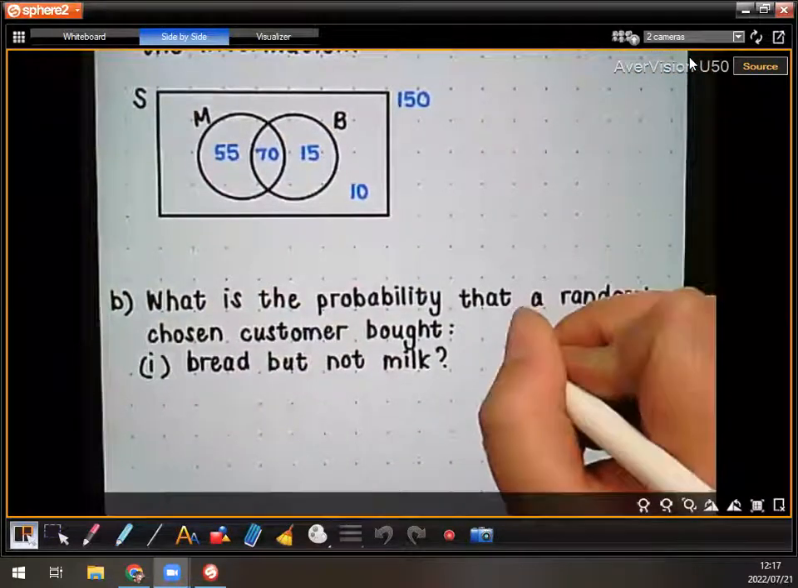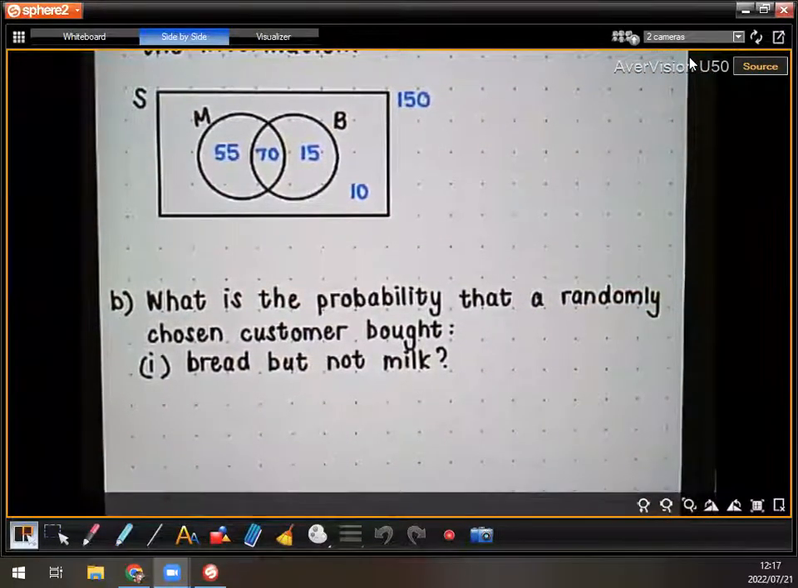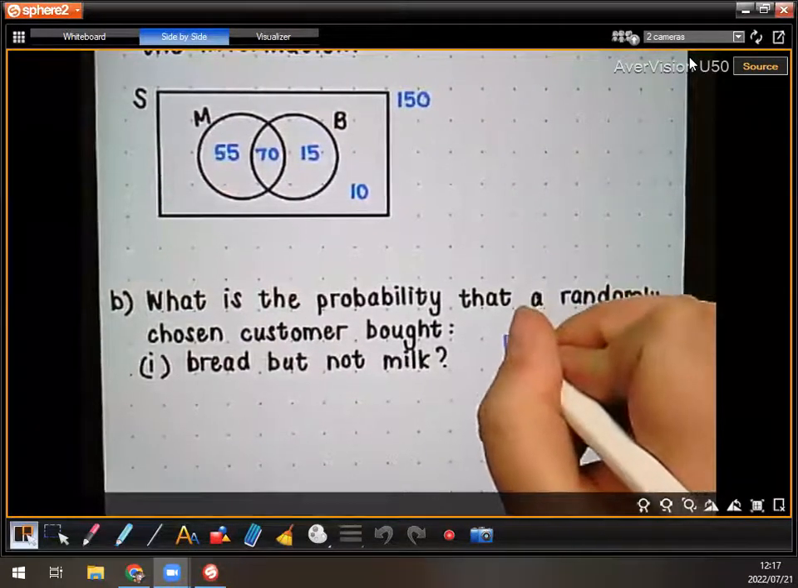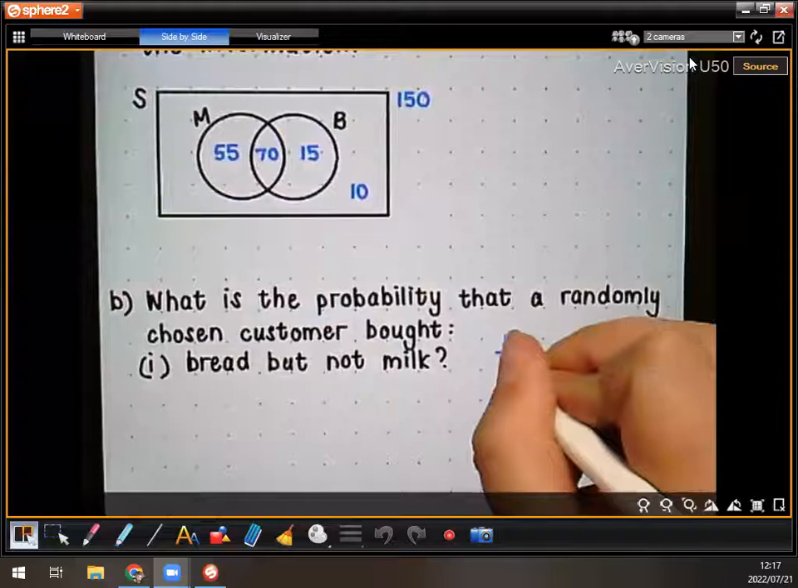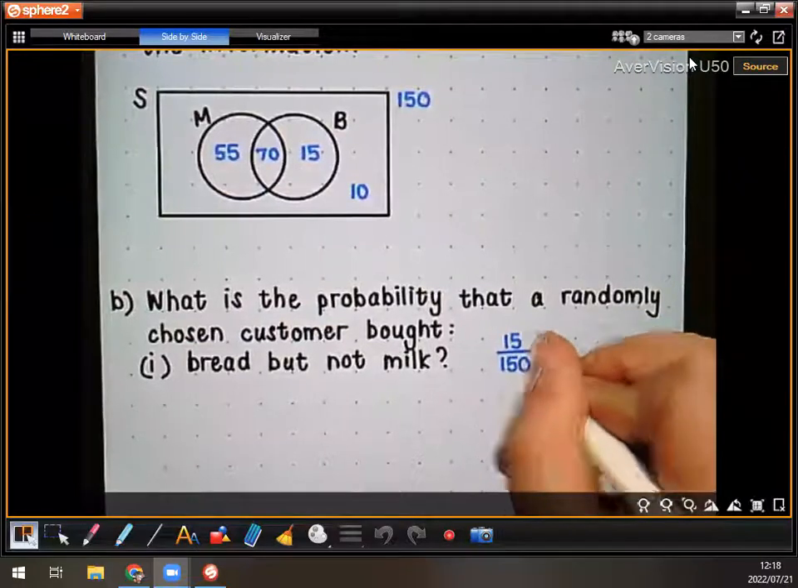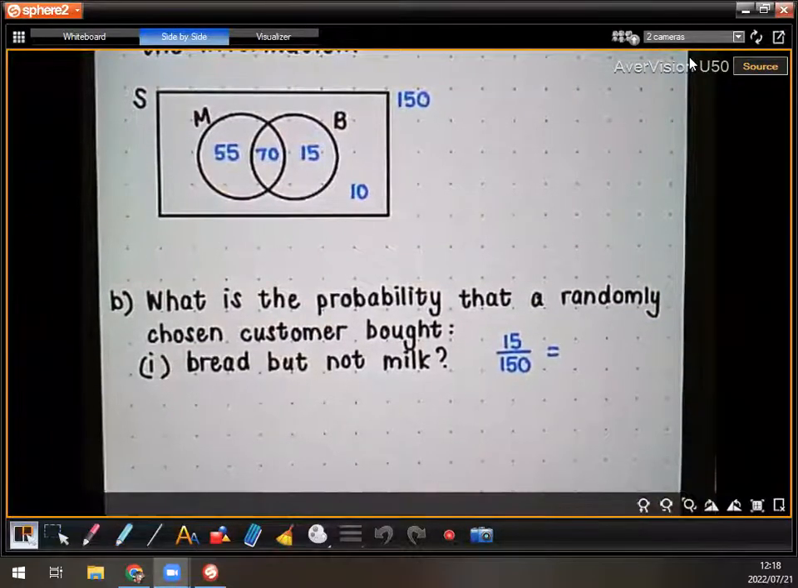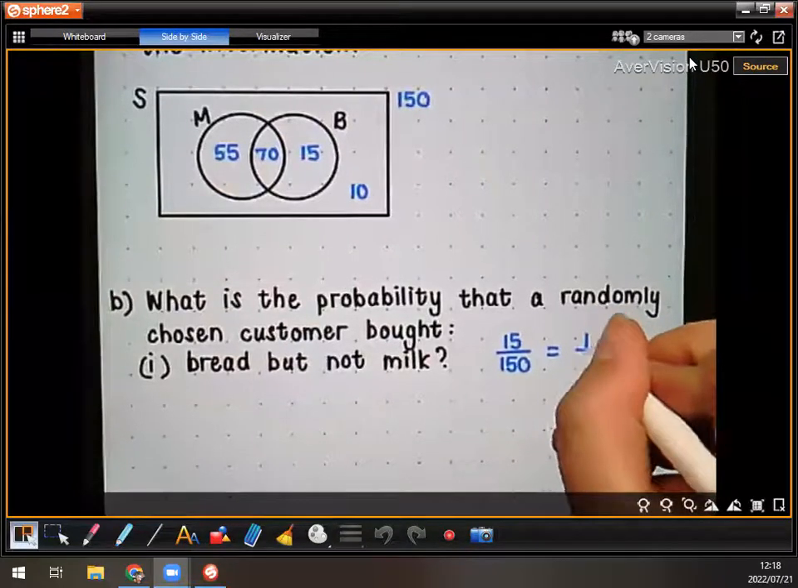So again, you don't have to write P and bracket bread but not milk. You can just write the answer if you want. So 15 over 150, is this simplified? What is the simplest form there?